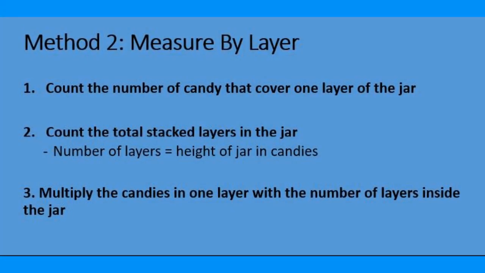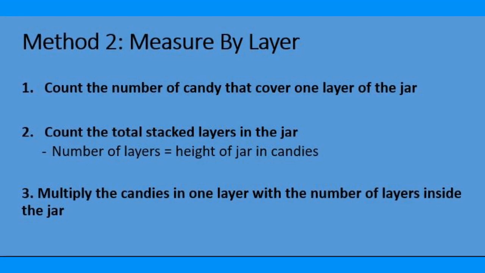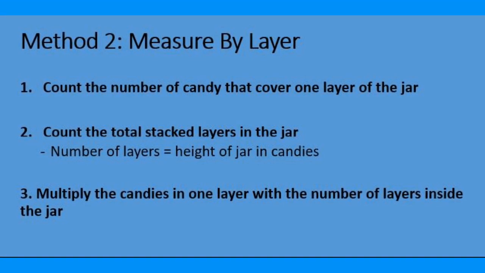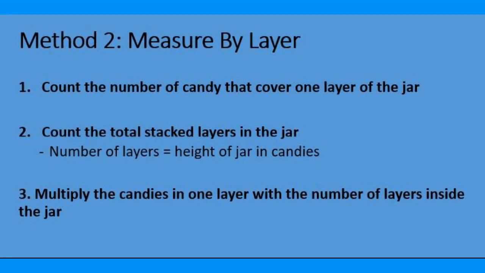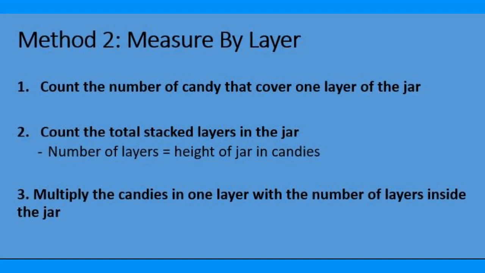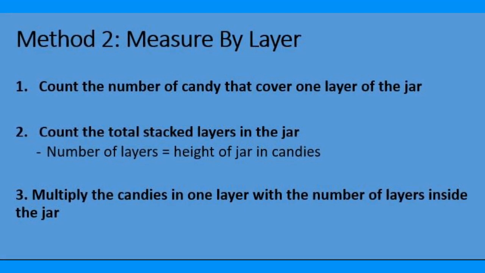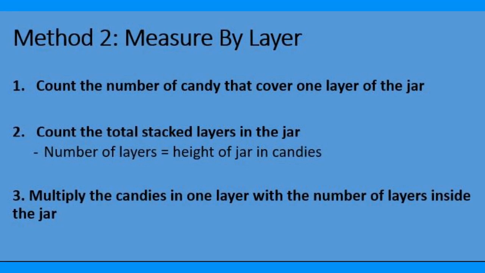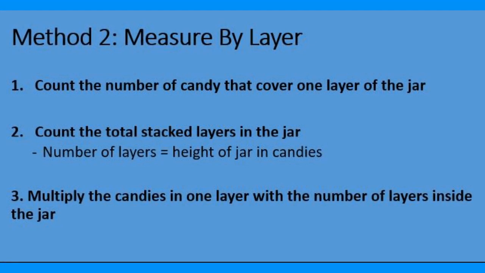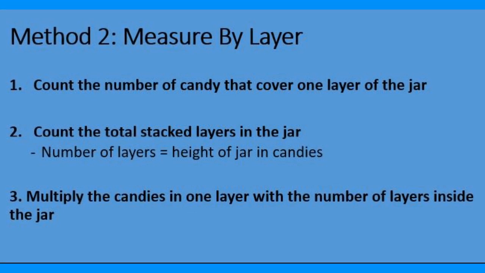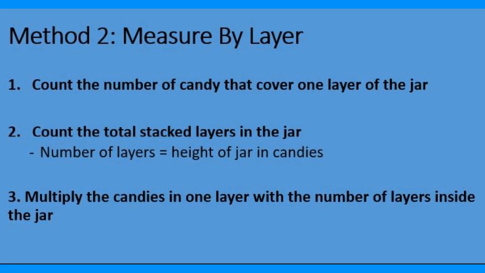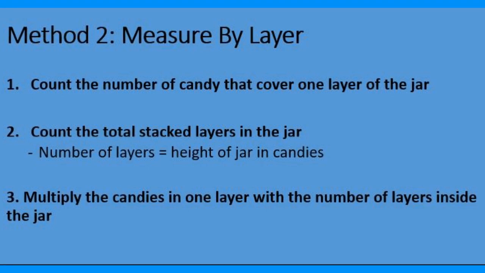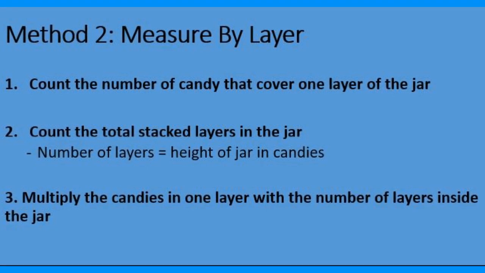Next, let's look at method 2. In this procedure, we count the number of candies which cover one layer of the jar, and then count the total stacked layers in the jar. Keep in mind that the number of layers is equal to the height of the jar in candies. Finally, we multiply the candies that occupy one layer with the number of layers inside the jar.